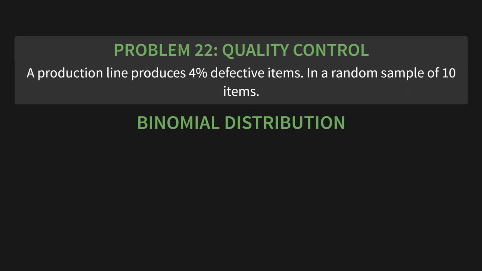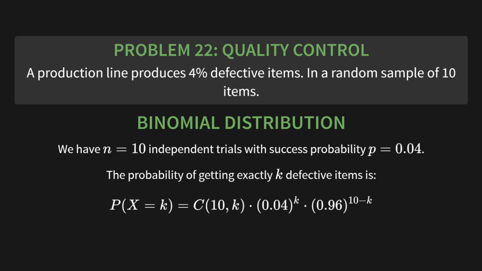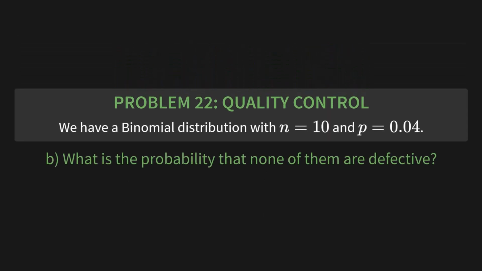We have n equals 10 independent trials with a success probability p of 0.04. The probability of getting exactly k defective items is given by the formula P of X equals k equals C of 10, k times 0.04 to the kth power times 0.96 to the power of 10 minus k. Okay, on to part B.